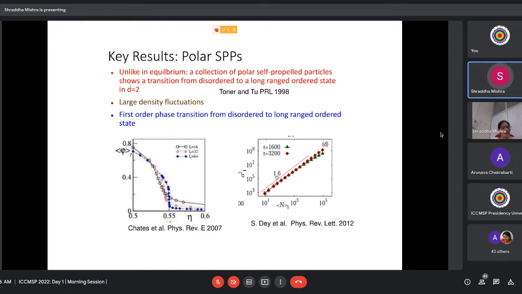So this system has a large density fluctuation, and this is because of this moving flock, there is a huge density variation in a given subcell because of the motion of the flock in the system, and that is happening not at the transition, but in the steady state when the system is away from the transition. So these are the two key results of this system. There are various other interesting things that have been studied, but these are the two key results in the clean environment for these polar self-propelled particles.